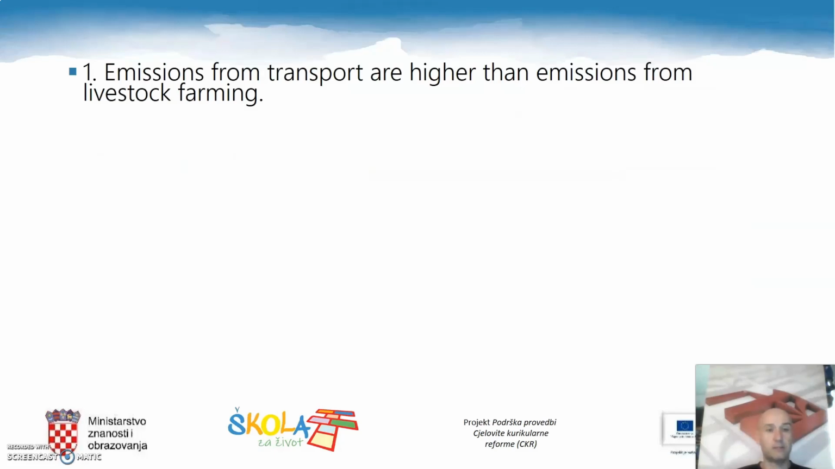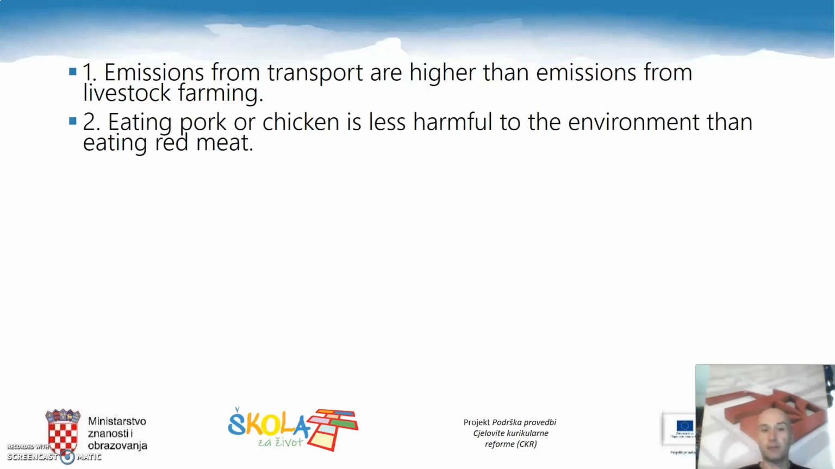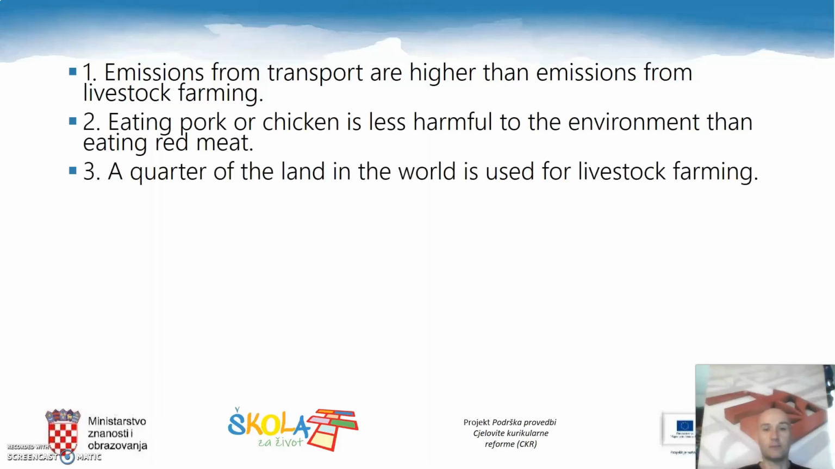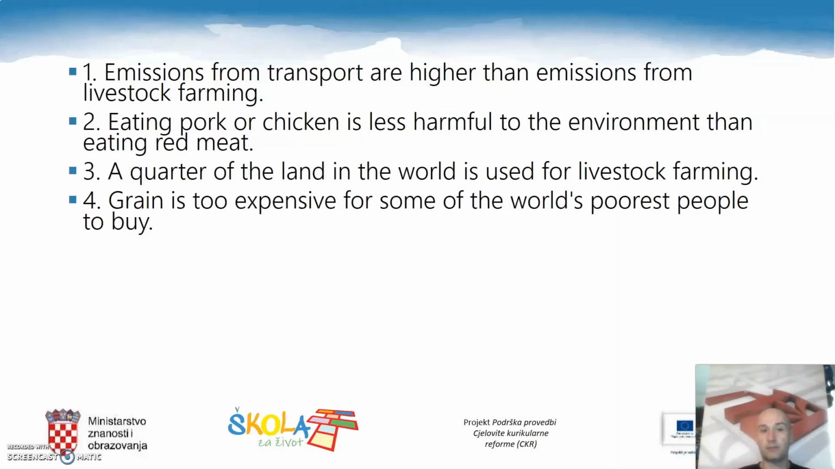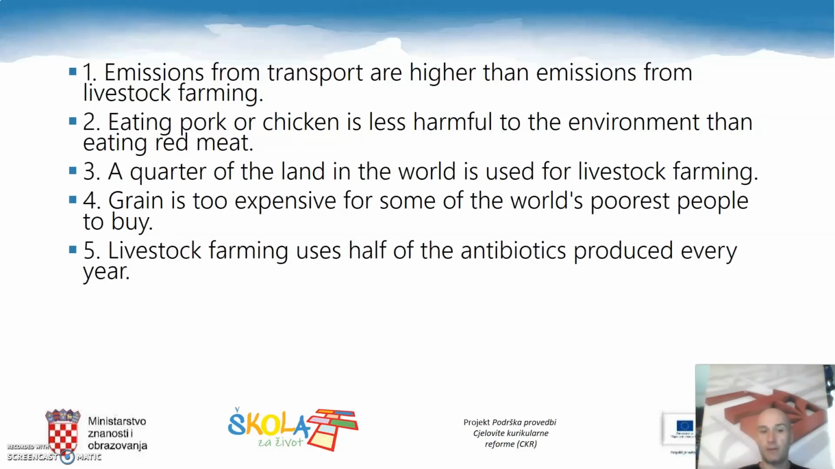The first statement: emissions from transport are higher than emissions from livestock farming. Eating pork or chicken is less harmful. A quarter of the land in the world is used for livestock farming. Grain is too expensive for some of the world's poorest people to buy.